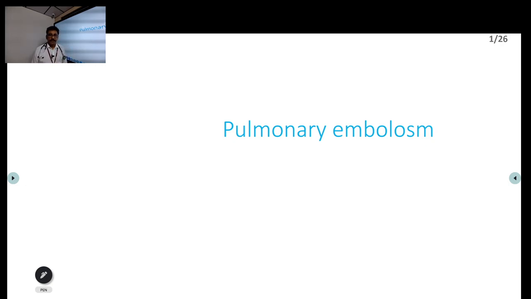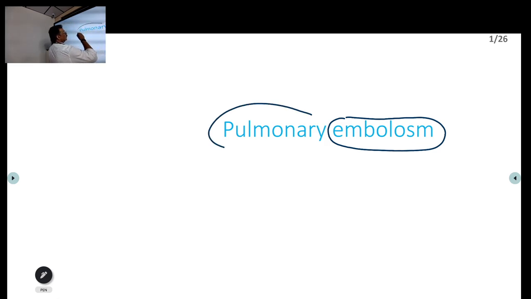Today, let us discuss pulmonary embolism. Embolism which is going to the lungs, that is the meaning of this word, pulmonary embolism. An embolism can originate from anywhere in the body, especially in the lower legs, lower limbs. From there, that embolism will go to the lungs.